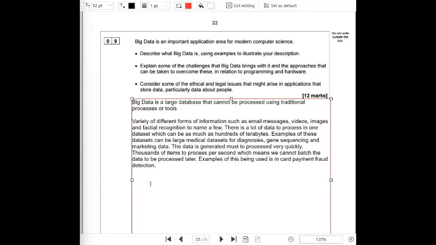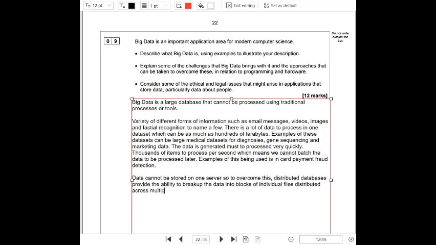So now we need good understanding. So we know data cannot be stored on one server. So to overcome this, distributed databases provide the ability to break up the data into blocks of individual files distributed across multiple servers.